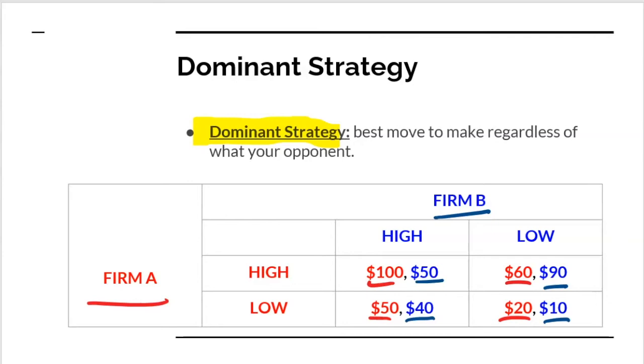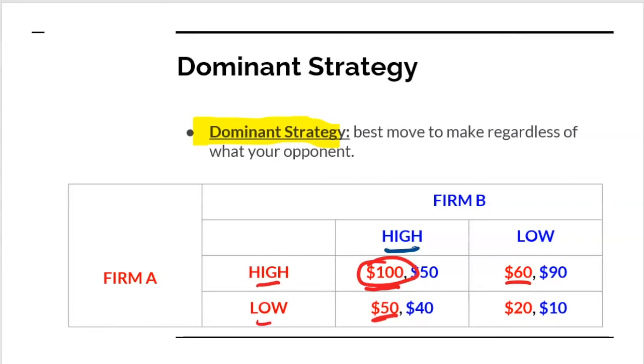Here's how we read this. If firm B goes high, firm A has two options. Let's erase all this to make it a little easier to read. If firm B goes high, firm A can go high and make $100, or they can go low and make $50. Which one should firm A choose if firm B goes high? Firm A is going to go high and pick the $100, because they wouldn't go low and make 50, which is less than 100.